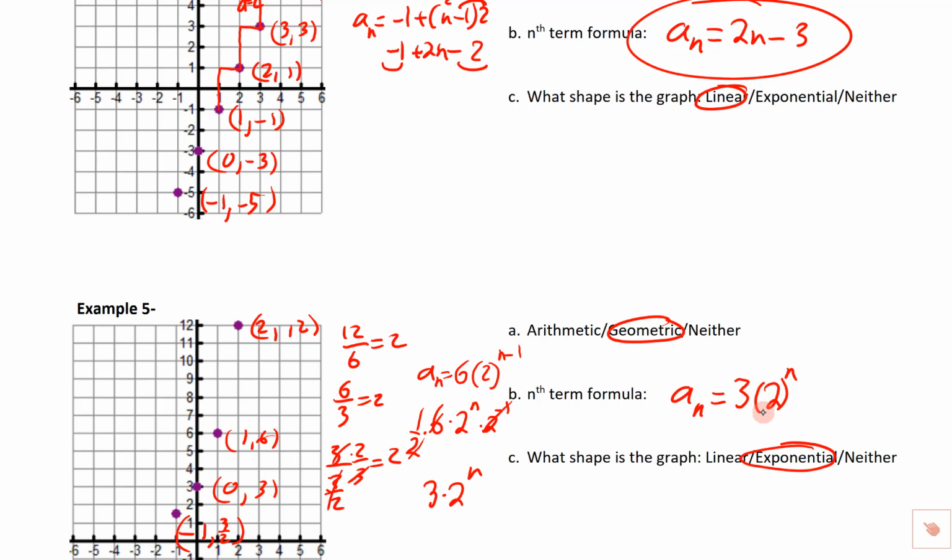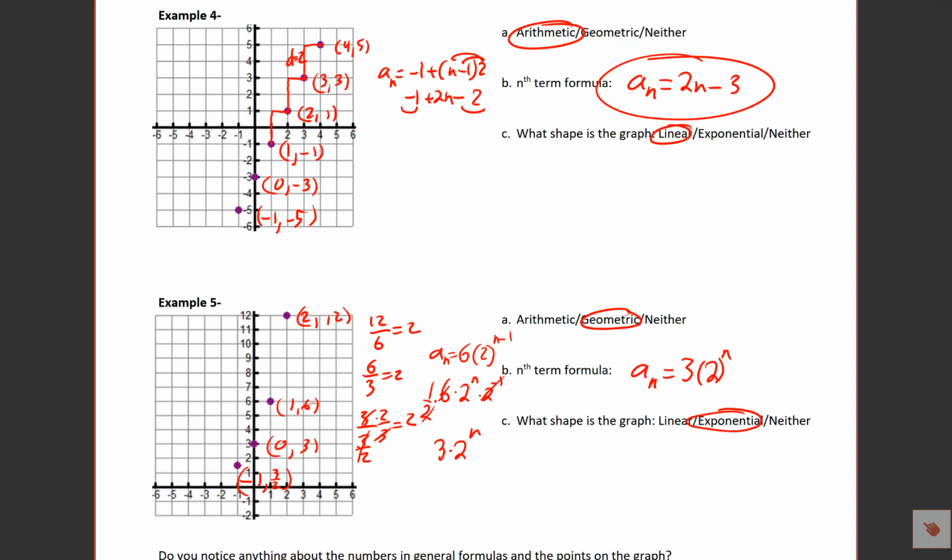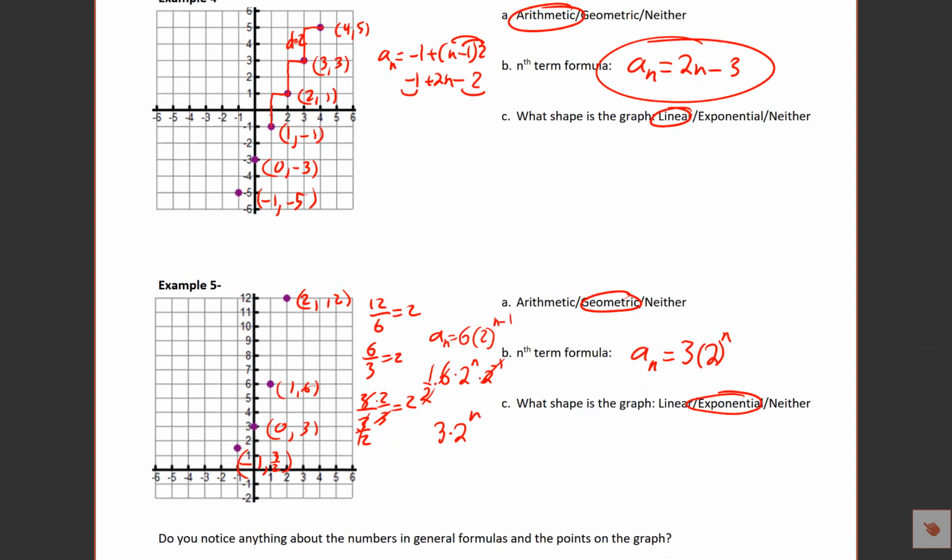All right. Now, I'm going to shrink this down just a little bit because we want to talk about this. Do you notice anything? We talked about this on the previous page. Do you notice anything about the numbers in the formulas and the numbers on the graph? We want to point something out. We figured out that the common difference here was 2, so I'm going to write a big D equals 2 on here. And on this one, we're going to write R equals 2.